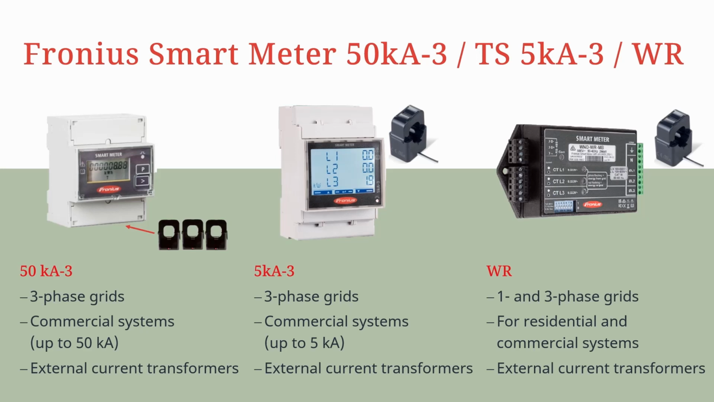And in terms of functionality, accuracy and all these things, the 50 kA and the 5 kA smart meter are fully the same. The big difference is the display and the position of the buttons. And also the wide range smart meter has the same functionality and accuracy as the older UL ones.